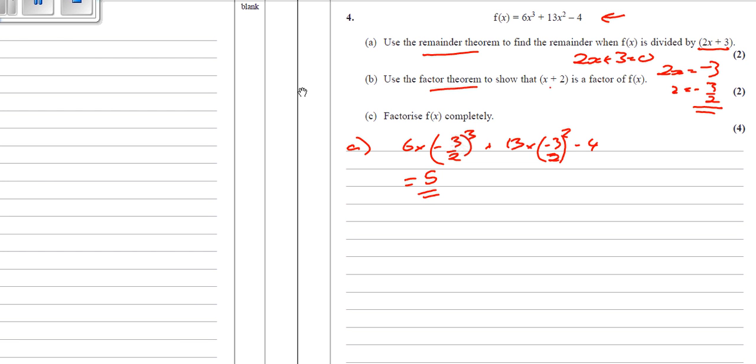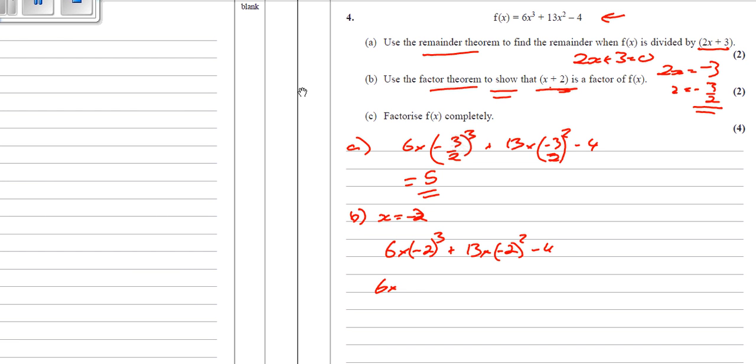Use the factor theorem to show that x plus 2 is a factor of f of x. So, again, we substitute in x equals minus 2. So it's going to be 6 lots of minus 2 cubed plus 13 lots of minus 2 squared minus 4. But notice that this one is a show that question. So when it says show that, it means that you've got to do a little bit more workings.